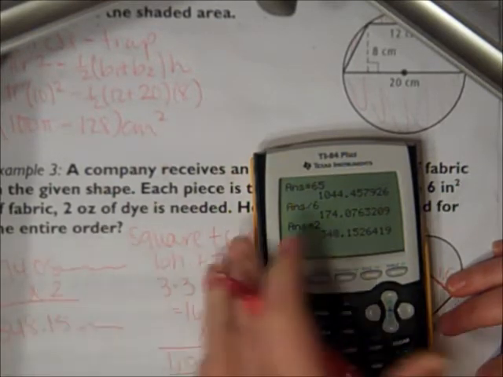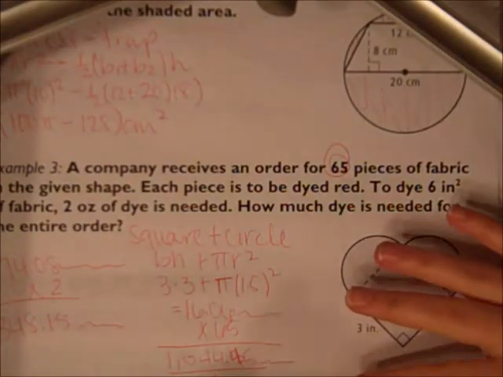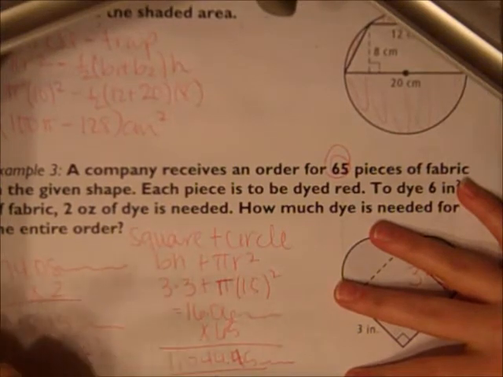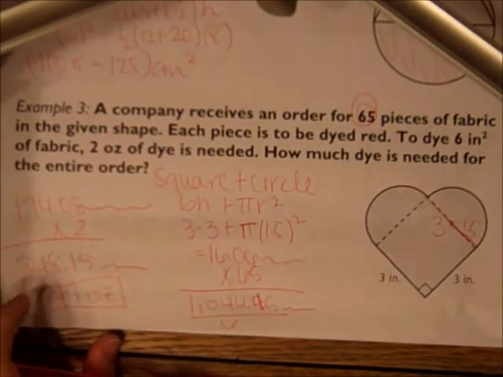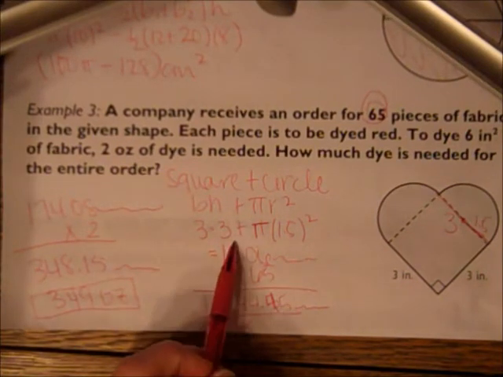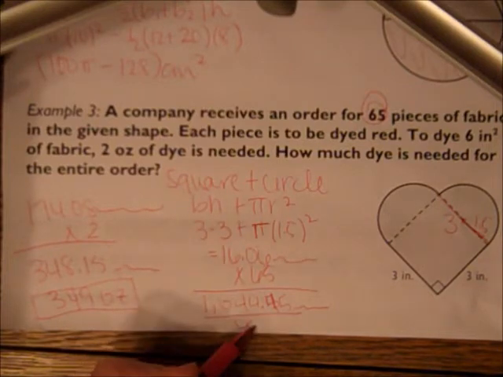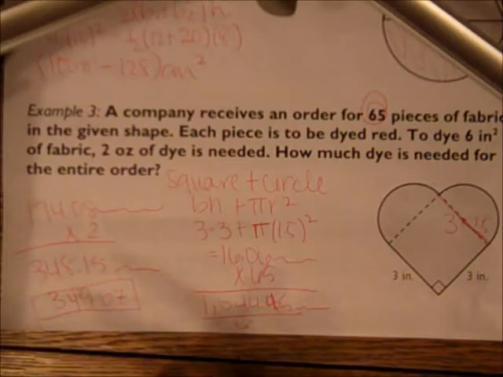348.15, blah, blah, blah. So then it says how much dye is needed for the entire order. So let's just call that 349 ounces of dye. Okay, so not a very difficult word problem there, but many steps nonetheless. So we had to find the area of the composite figure, multiply it by 65 because I have 65 of those, divide it by 6 to get it into 6-inch batches, multiply by 2 because 2 ounces per batch, and then there is my final answer, 349.